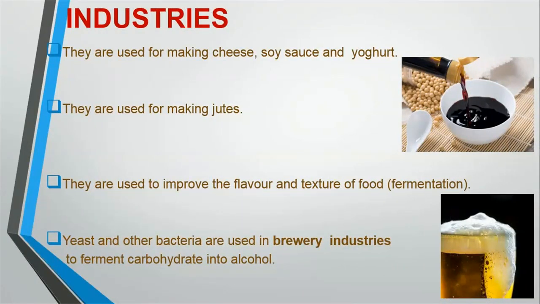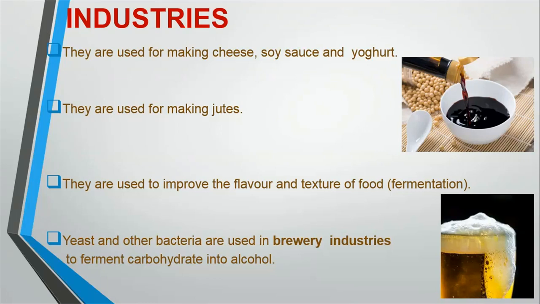Now number one is that microorganisms are used for making cheese, soy sauce and yogurt. Now notice the sour taste in yogurt, soy sauce. These are as a result of what? Microorganisms. Now note, they are not harmful to the human, so don't be afraid. Then number two is that they are used for making jute. Jute can be converted to sacks or ropes, so they are used for making sacks and ropes.